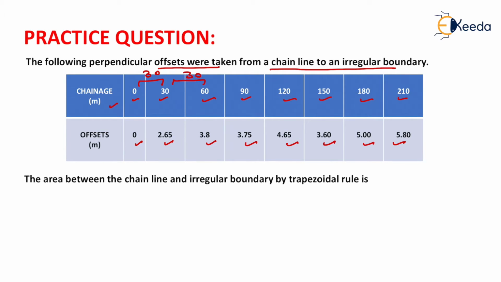Now the area between the chain line and irregular boundary by trapezoidal rule is, now we have to compute the area of this irregular boundary by trapezoidal rule. Now we know that the trapezoidal rule is common distance divided by 2, in bracket, sum of first ordinate plus last ordinate, plus 2 into sum of all the other ordinates.